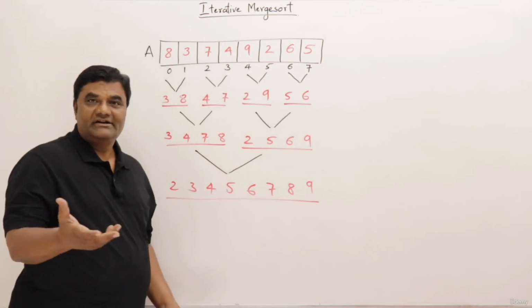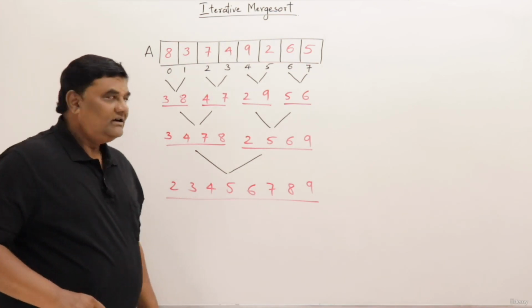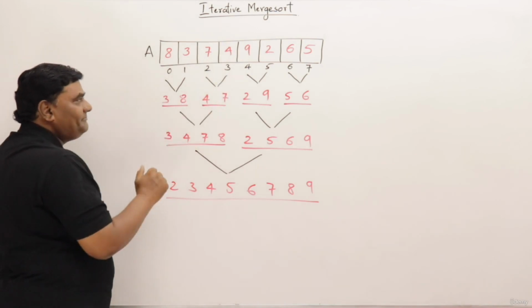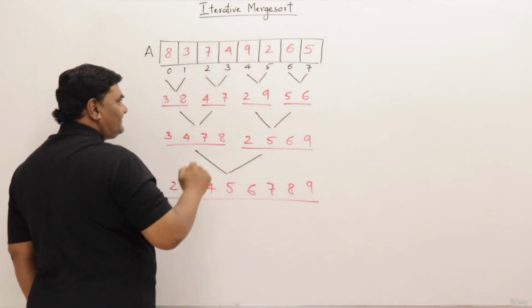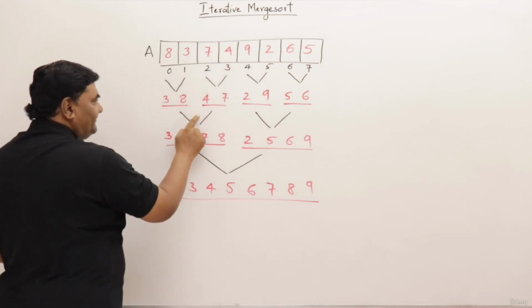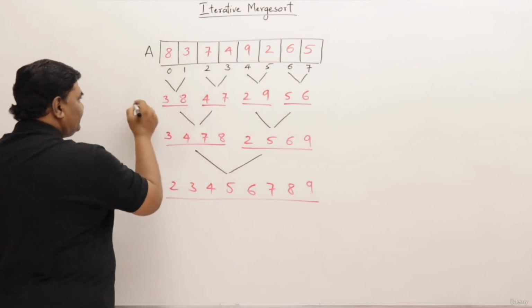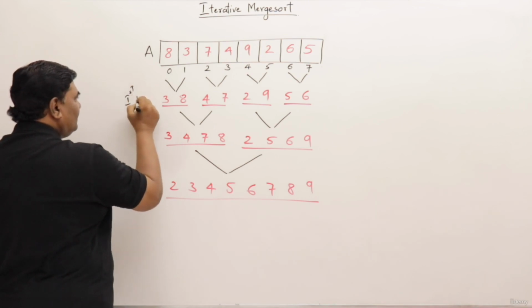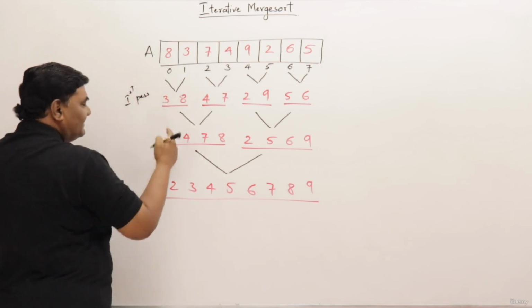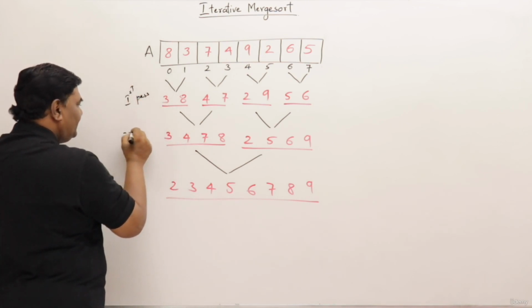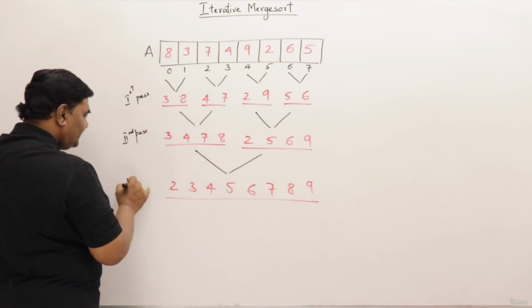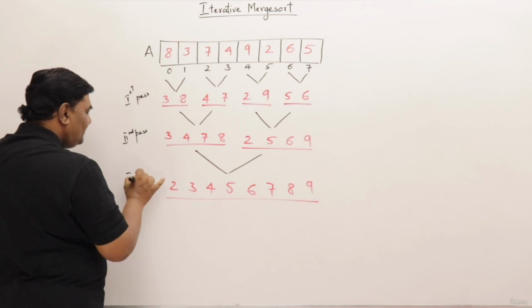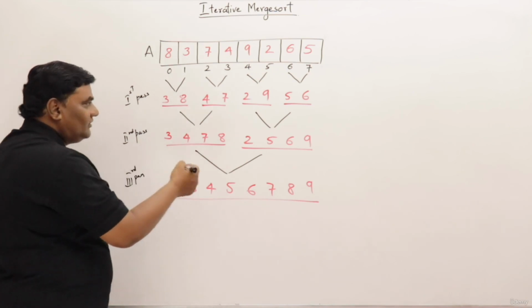So this is how iterative version works. For 8 elements, how many passes we have performed? So pass means we have gone through the entire list at once. So this we have gone through and we got this result. So this is first pass. Result of first pass. Then this is the result of second pass. Then this is the result of third pass. So we have performed only 3 passes and we got the result.